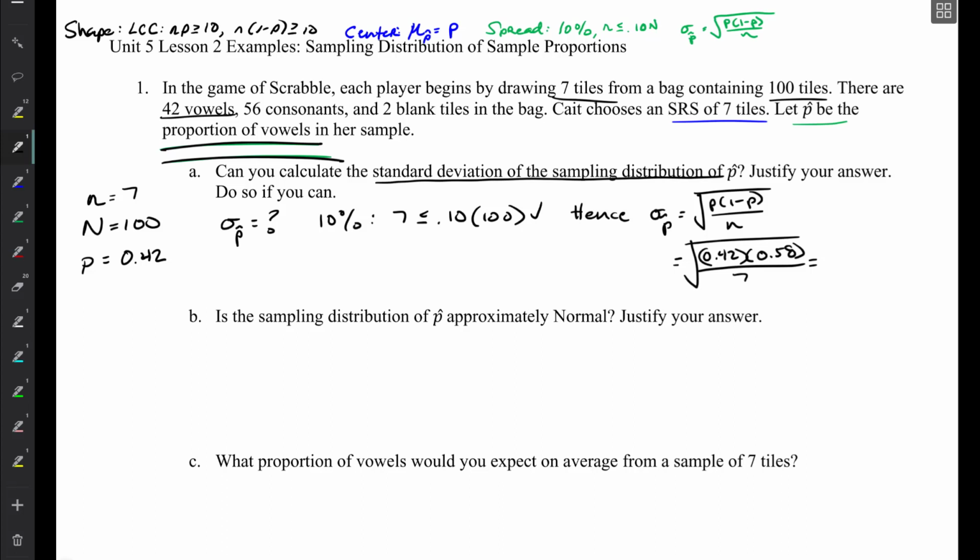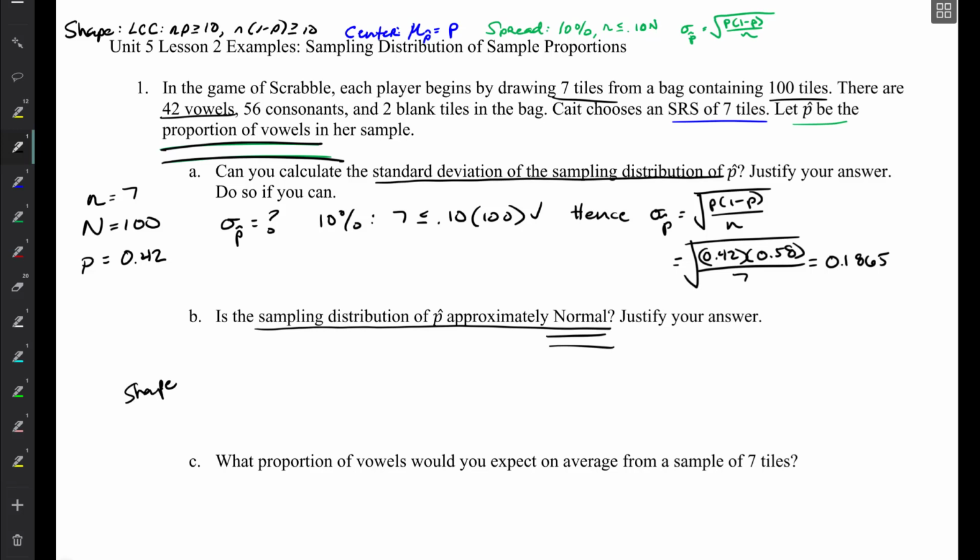If I were to go to Desmos and punch this in, I'm going to leave you to do that. That gives us 0.1865. So it's that simple to check that 10% condition and to calculate the standard deviation. Now, next step is to look at the shape. I know I'm looking at the shape because in part B it says, is the sampling distribution of p hat approximately normal? There's my big key phrase that's telling me this is all about shape.